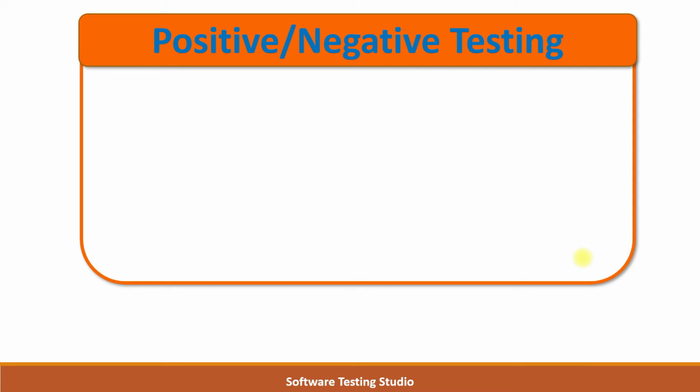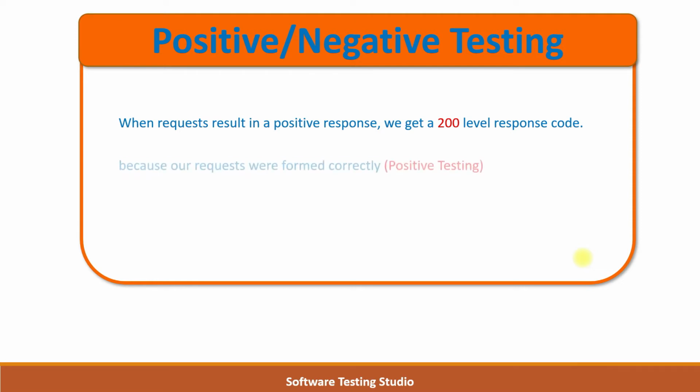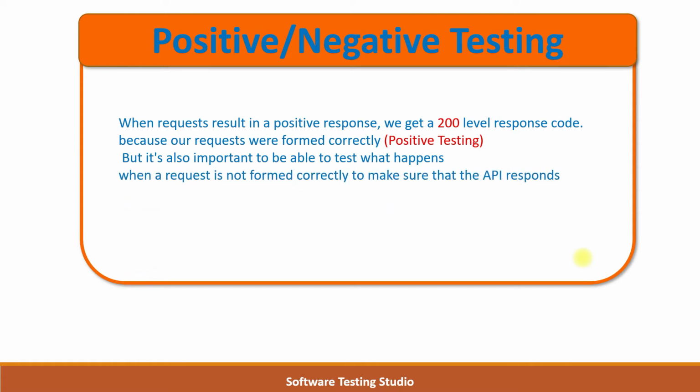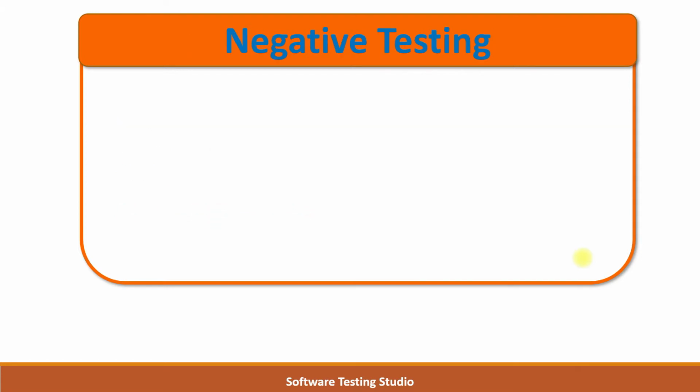Positive versus negative testing. When a request results in a positive response, we get a 200 level response code. So this is a positive test we're looking for, when the response is positive. But we also need to know what happens when the request is not formed correctly, and make sure that the API responds appropriately. This is what we call negative testing.